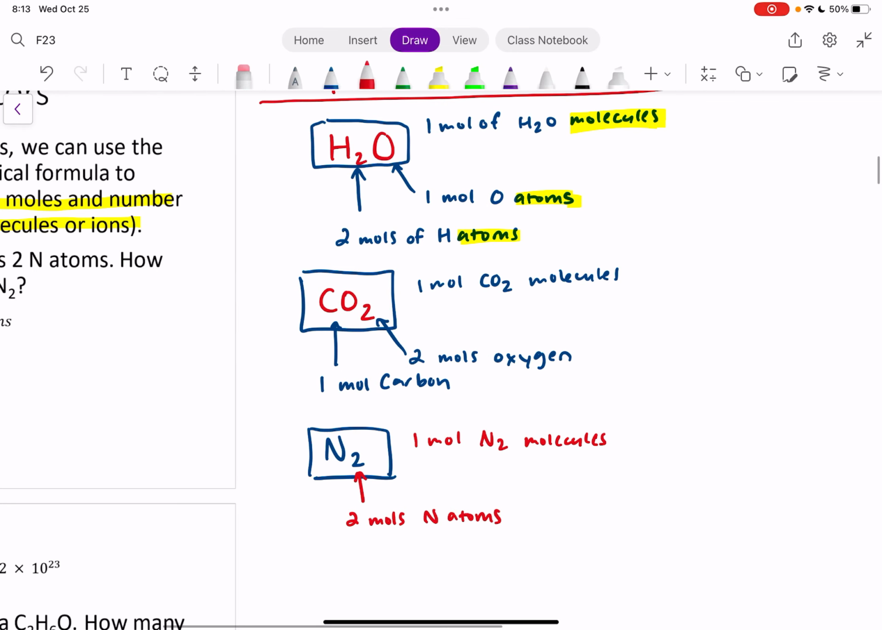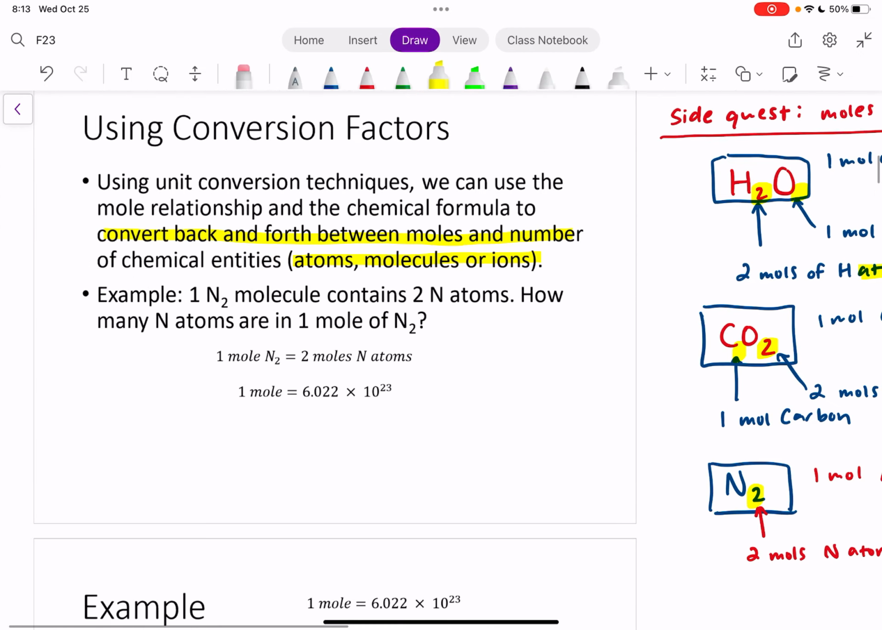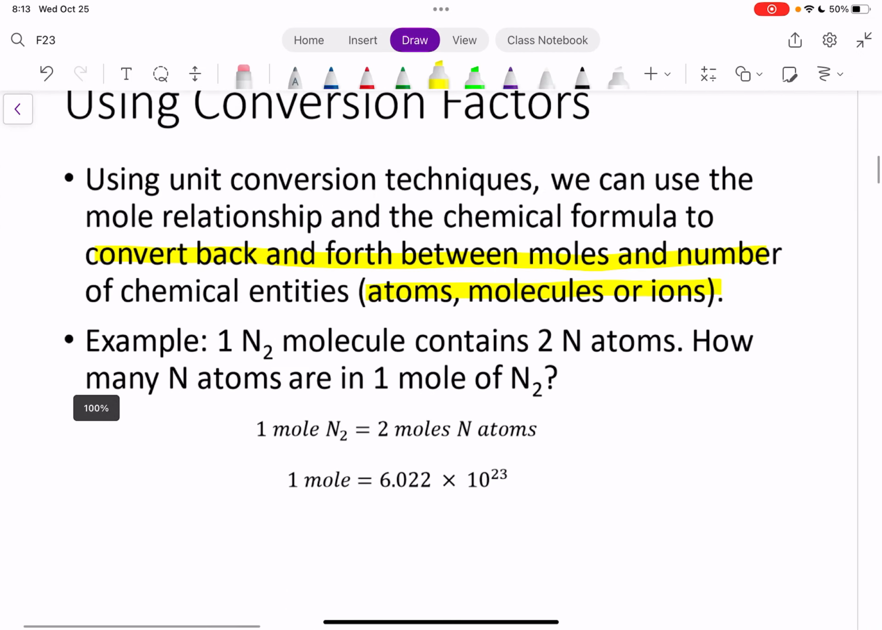So anytime you see a chemical formula, you know how many moles of each atom are in that molecule or ionic compound or in your formula, okay? And that's given by those subscripts, okay? And again, remember, if you don't see a subscript, that just means there's 1 of that atom. Okay, so that was just a side note, so we can solve this problem here.